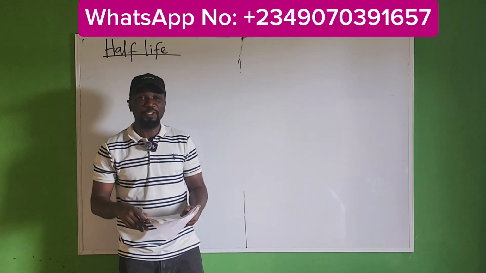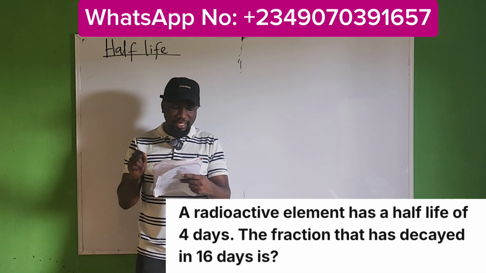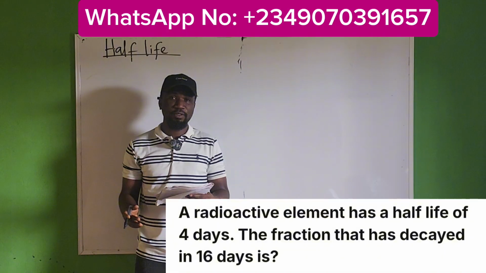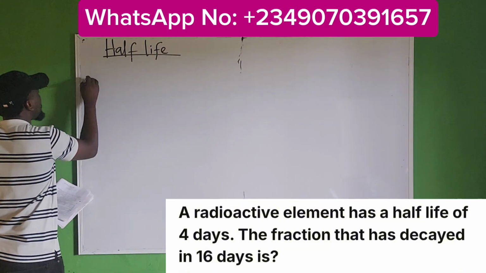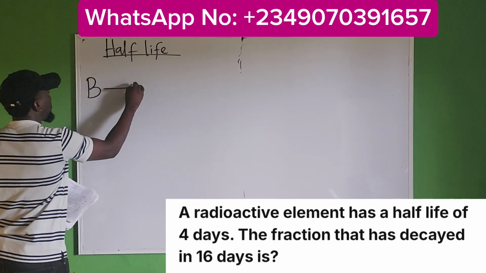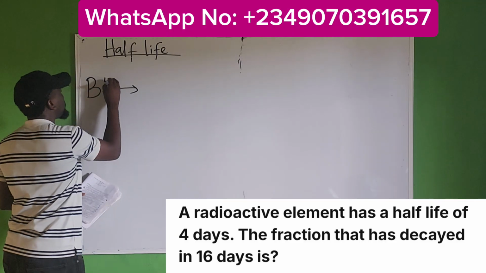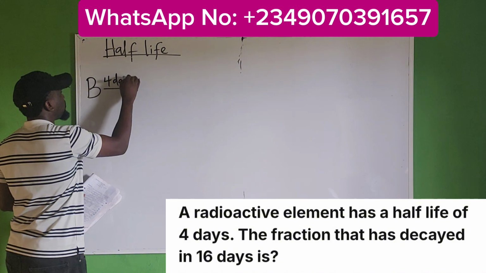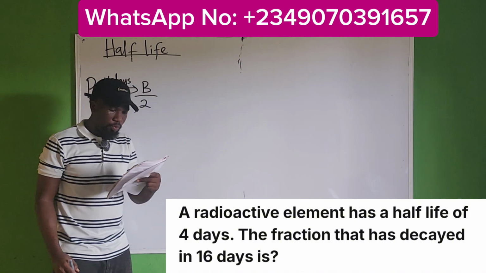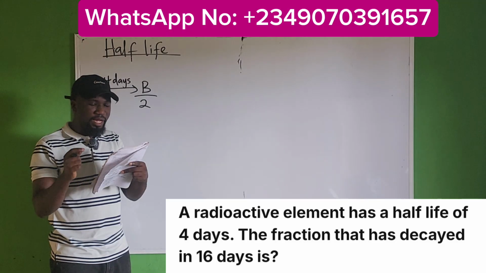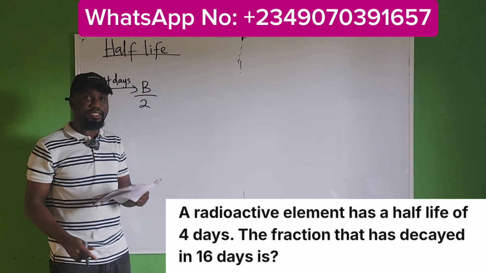All right. So the next one says, a radioactive element has a half-life of 4 days. So we are not given the number of atoms, so let's make it B in this case. Let's use B. And we are told that the half-life is what? It is 4 days. So this will give us B divided by 2. The question says, what fraction has decayed in 16 days?